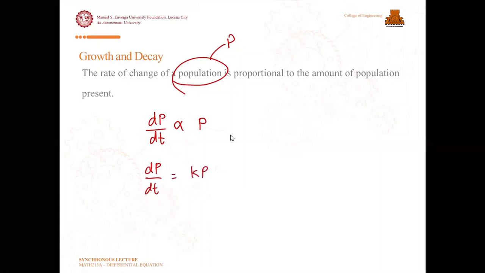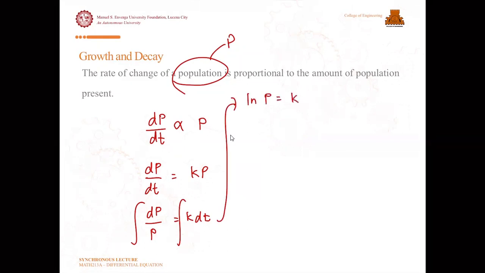Okay? Then, para ma-solve natin, same lang din, separation of variables tayo. So, dP over P is equals to k dt. Then perform natin integration. So, that will be ln of P is equals to kt. Tapos raise natin e both side. That will be P is equals to e to the kt. Okay? So, ito yung general equation for growth and decay.